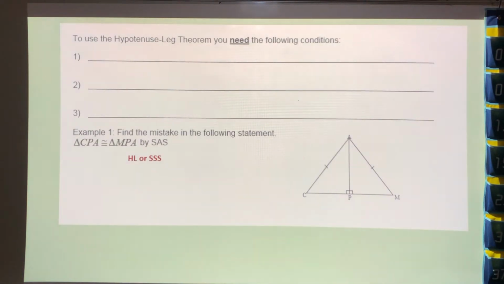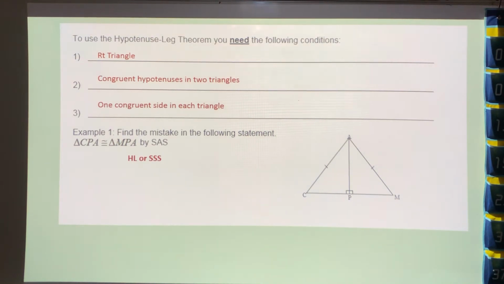In order to use this, we need some criteria. In the first case, you have a hypotenuse and a leg in a right triangle. You need congruent hypotenuses and you need one congruent side. That's the three criteria to use this condition.